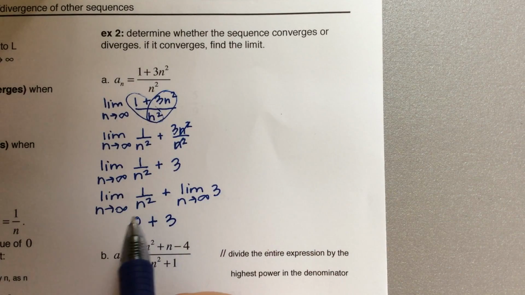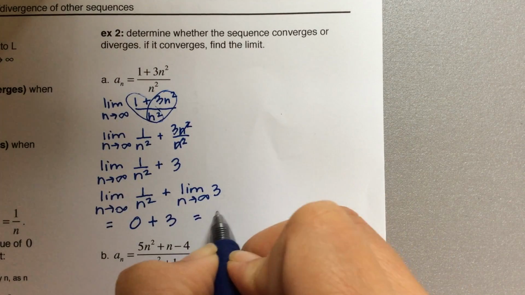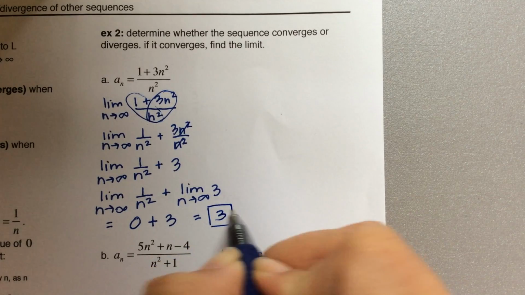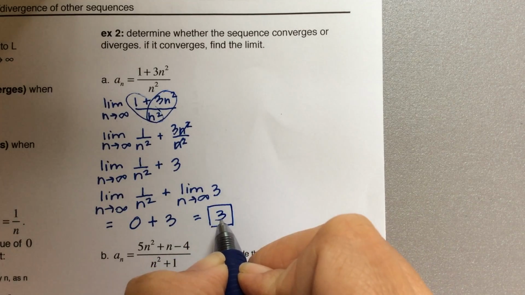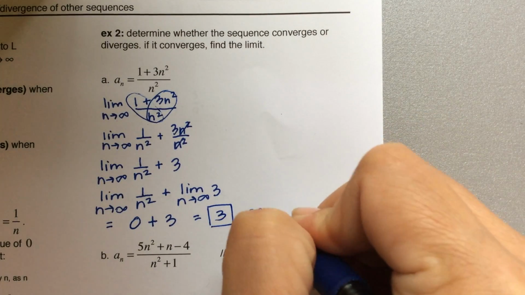Notice how once I've evaluated the limits, I no longer need the limit sign there. So our limit is going to equal 3. Because we have a number, because this has a limit, the series converges.